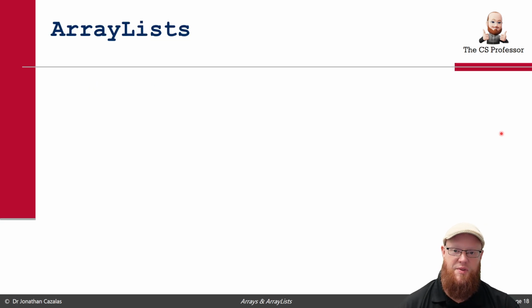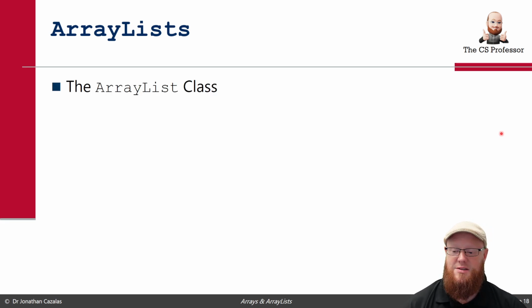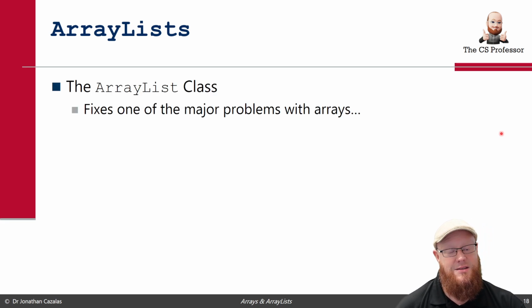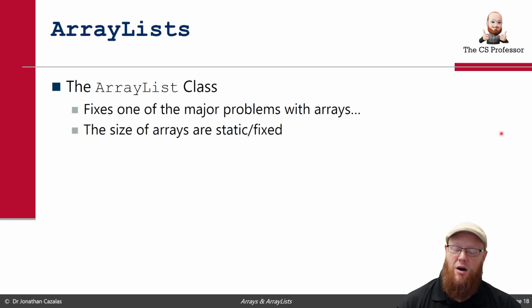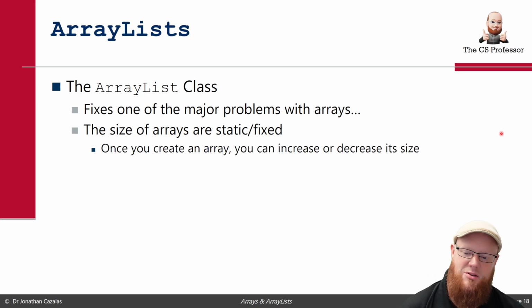That is trash. Array lists are our buddy. What are array lists? Well, it fixes one of the major problems with arrays, which is the fact that they are static. Their size is fixed. You make an array size of 20, it must stay at 20.